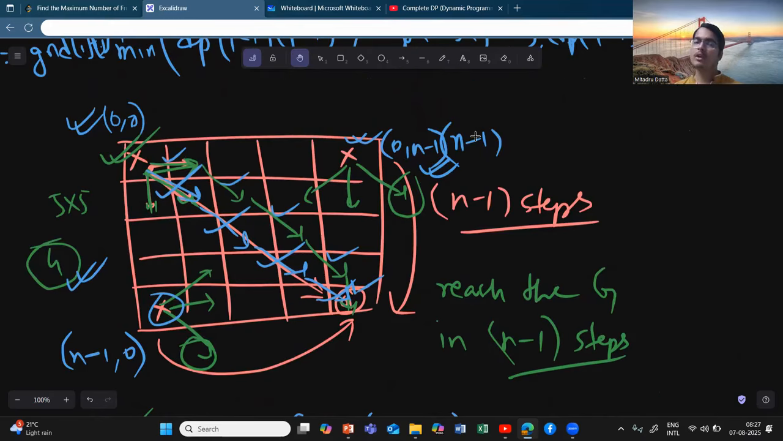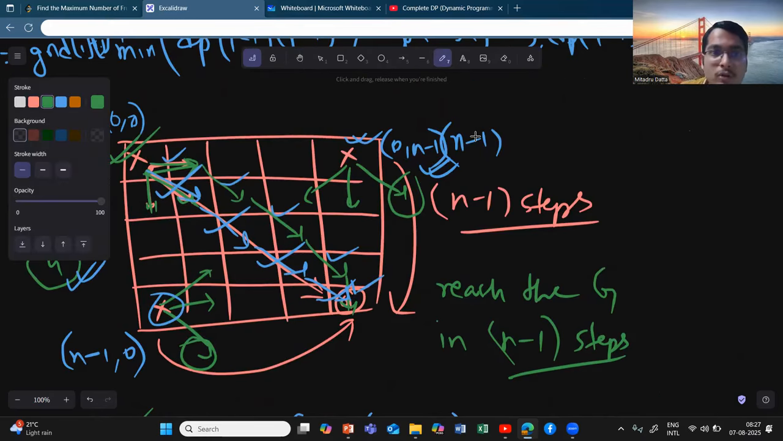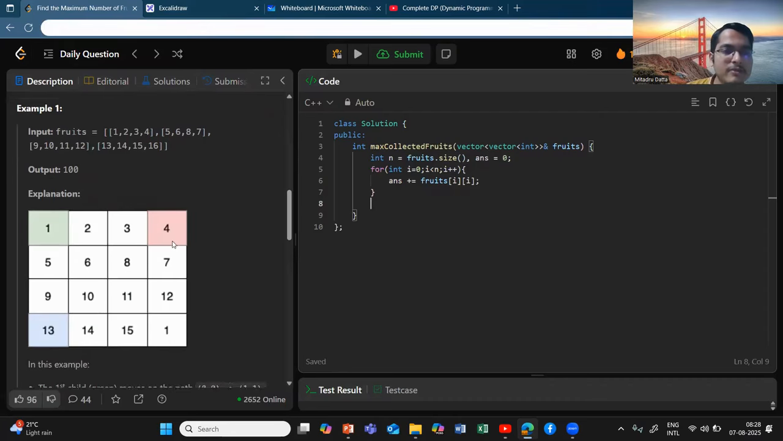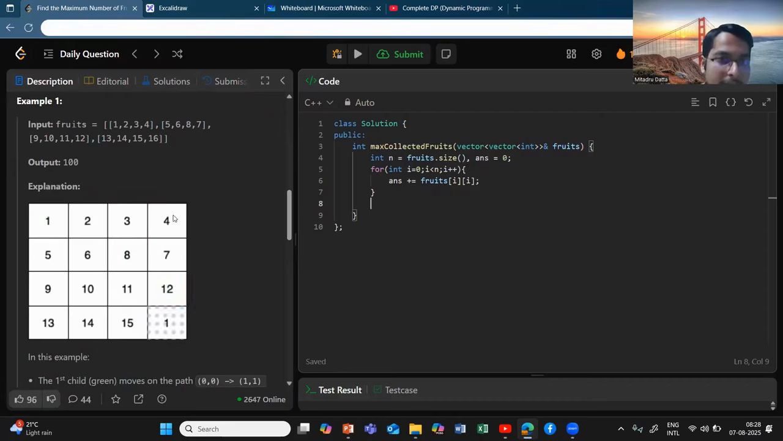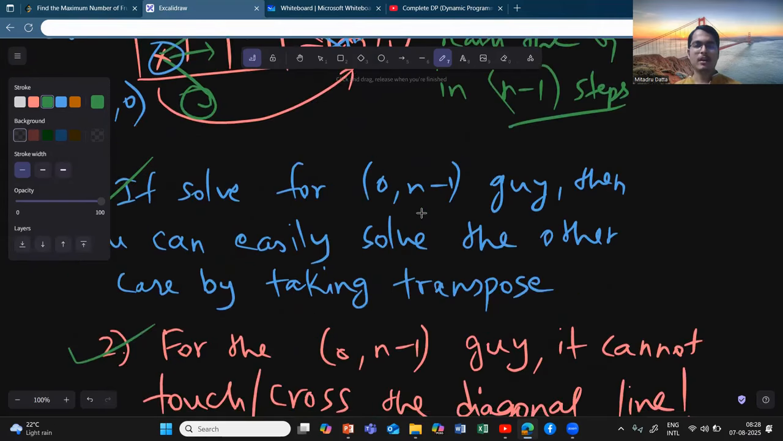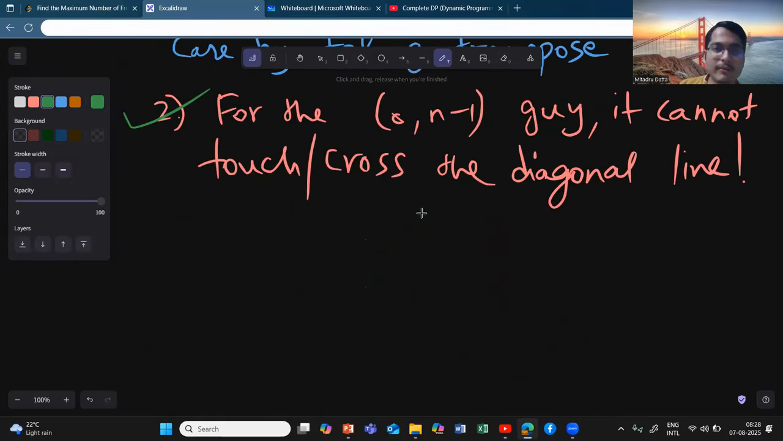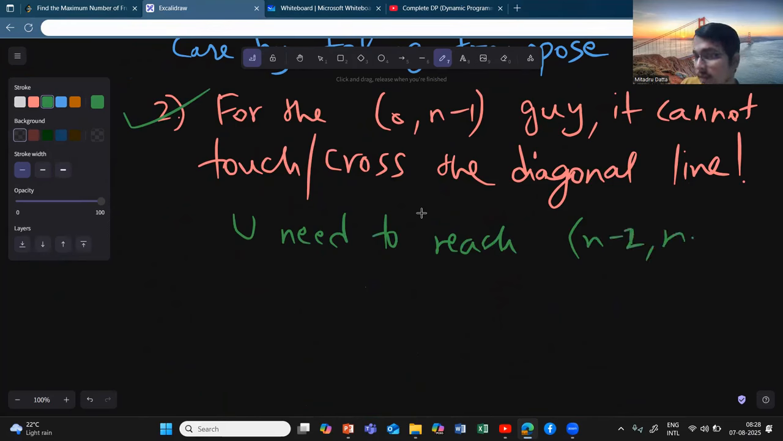So all you need to focus on is this upper triangular matrix. All your focus should be in this upper triangular matrix, and you want to make this guy reach its home. What are the possible cases? If you see this simulation, you see the red path. First it is at 4, it goes to 8, then it goes to 12, and then it goes to 1. Now, another thing: for the same guy, you need to reach n minus 2 comma n minus 1, not n minus 1 comma n minus 1.